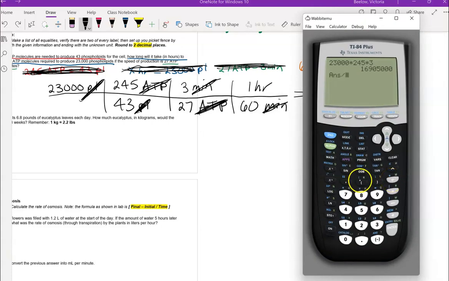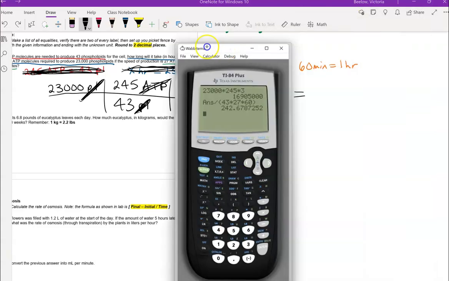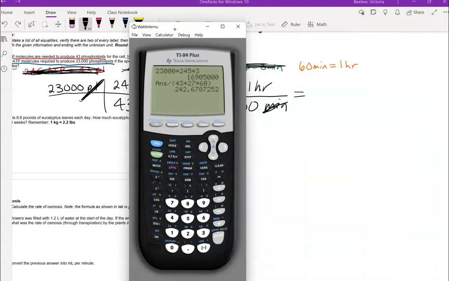Just make sure you're being careful with order of operations. And I'm going to divide, so I'm going to use my parentheses to multiply everything together in the bottom. If I wasn't using parentheses, that would mess up the order of operations. So in the bottom, I have 43 times 27 times 60, and then I'm going to close the parentheses. And again, if this isn't something you're comfortable with, just do the two calculations separately and then divide. Enter. And I'm going to round to 2 decimal places.